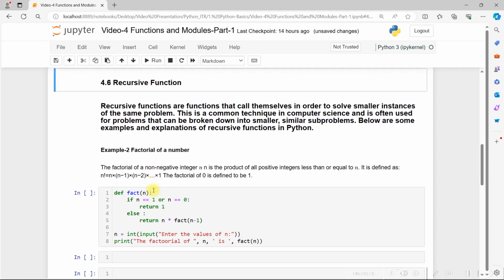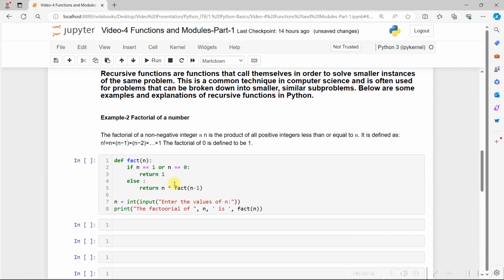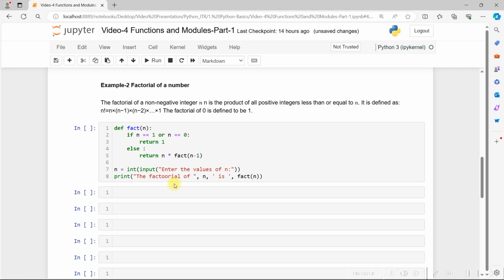So let us take the factorial of a number. The factorial of a non-negative number n is the product of all positive integers less than or equal to n. It is defined as n factorial is equal to n multiplied by n minus 1, n minus 2, and so on up to 1. The factorial of 0 is defined as 1. So there are two cases that we have to consider. First is the base case and the second is the recursive case.